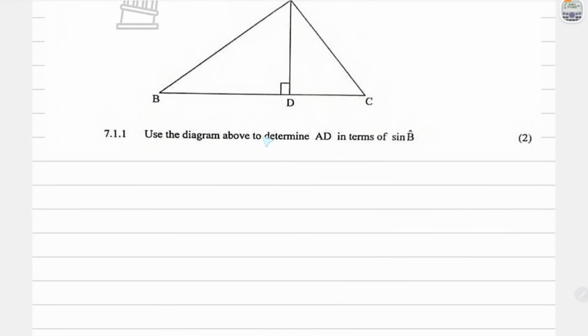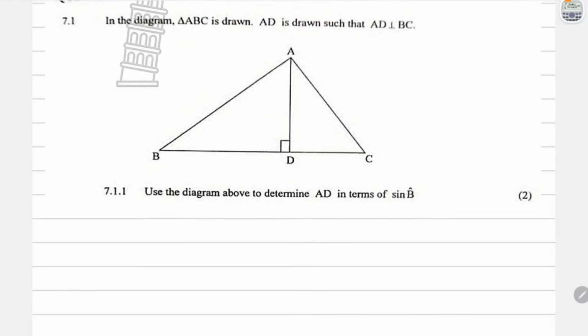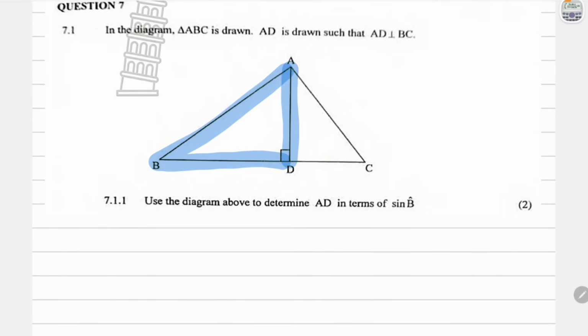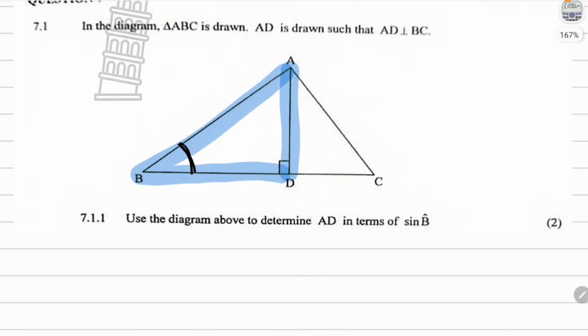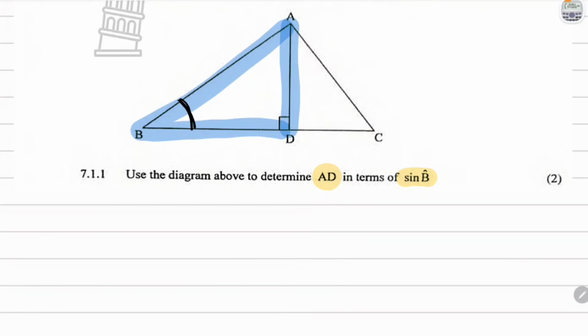Okay, so they want us to use the diagram above to determine AD in terms of sine of angle B. Now, the good thing about this is if you're determining AD in terms of sine of angle B, you're really just working with this right angle, which is nice. You're trying to make AD the subject, and it should include sine of B. They already told us sine of angle B, they're already solving it for us, honestly. They're making this very simple.